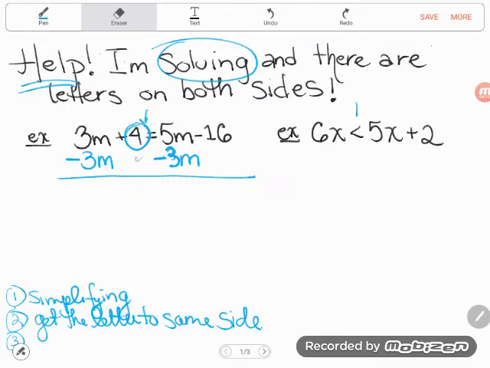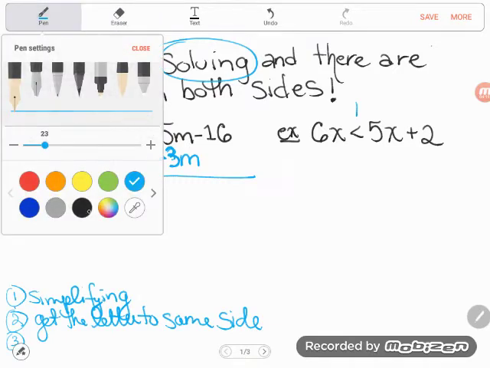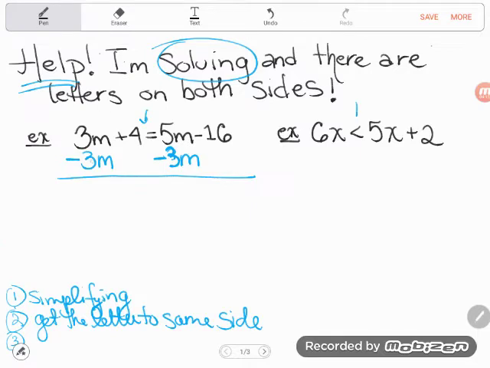If I do that, let's look at my new equation now. On the left-hand side, I had a 3m, but I took that 3m away. It zeroed out. So what do I have? I have 0 plus 4, or just 4. Just the 4 is left, positive 4.